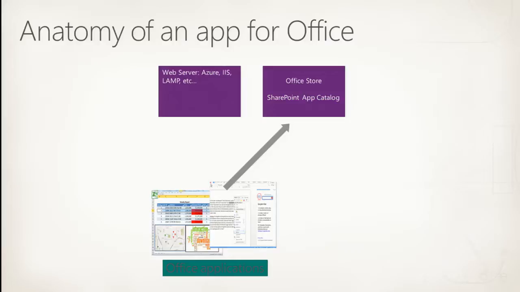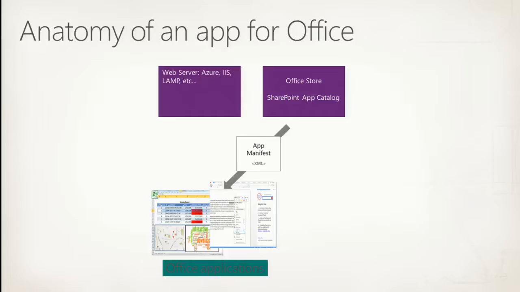When the user clicks to add app ABC, for example, Excel gets back manifest information. Now, it doesn't actually get back the manifest itself, but it gets the information from the manifest that you as a developer provided by authoring that XML file.